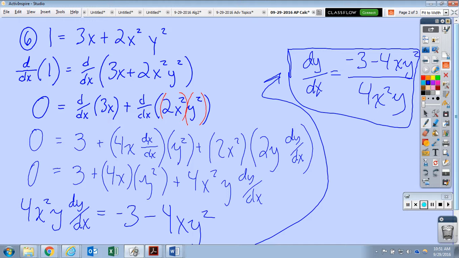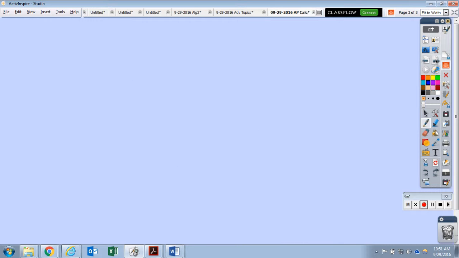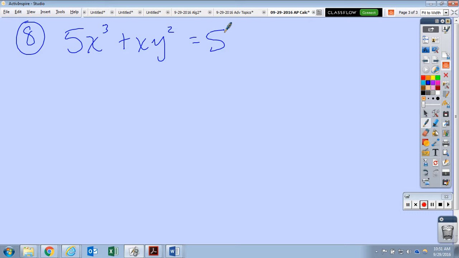Can we do number 8? Yeah, we can do 8. Sounds good. So number 8 says 5x cubed plus xy squared is equal to 5x cubed y cubed.